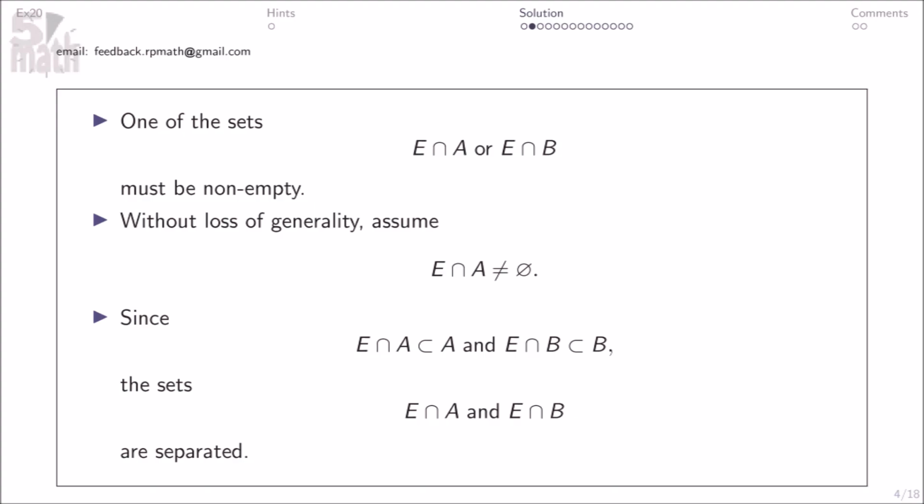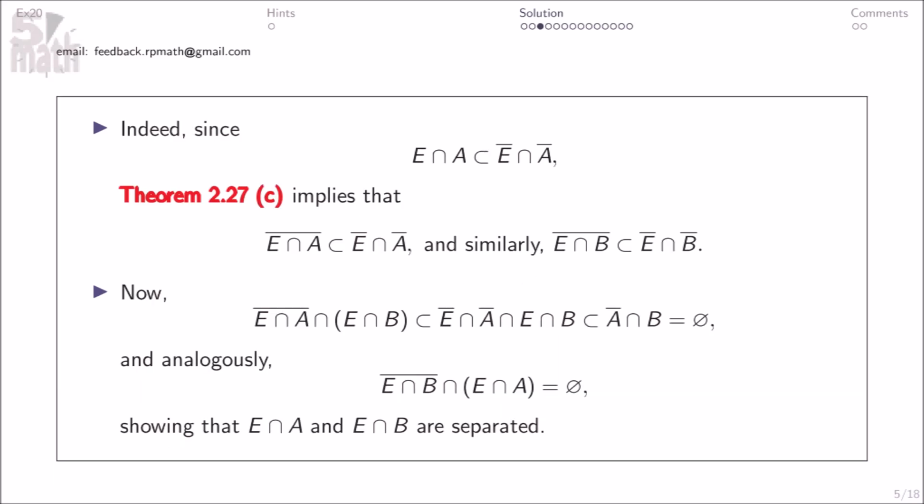One of the sets, here or here, must be non-empty. Without loss of generality, assume this. Since this and that, the sets this and this are separated. Indeed, since this, Theorem 227c implies that this and similarly that.